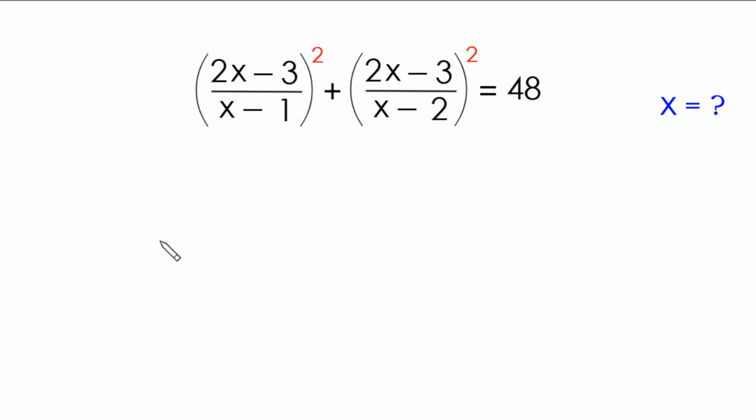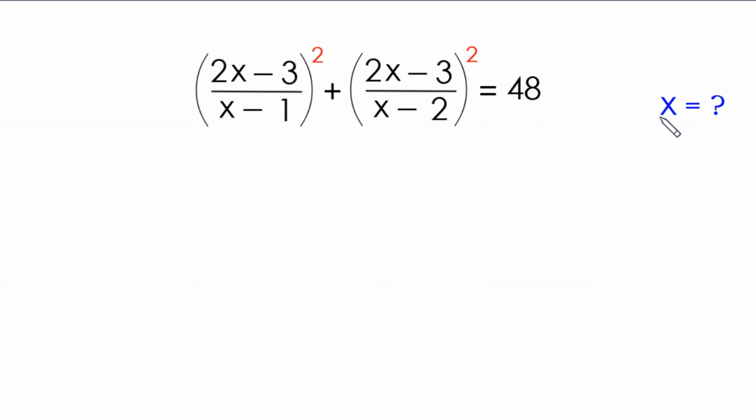Hello everyone, welcome to how to solve this very nice algebra equation: (2x-3)/(x-1) whole squared plus (2x-3)/(x-2) whole squared equal to 48. Our job is to find all possible values of x.